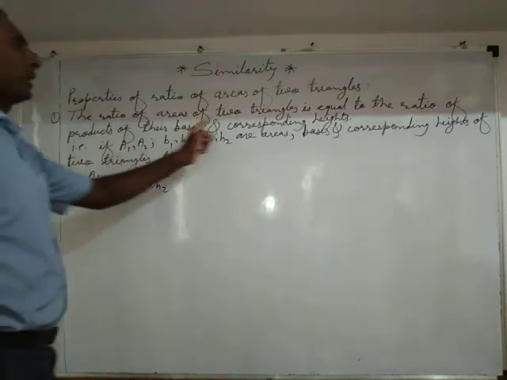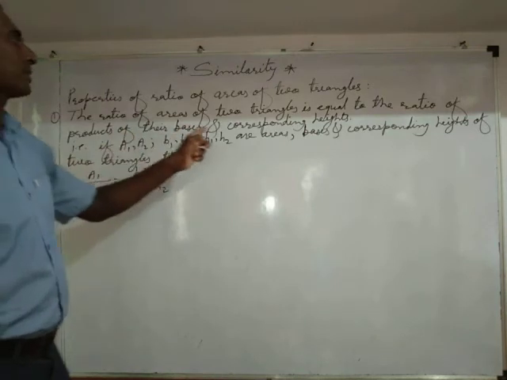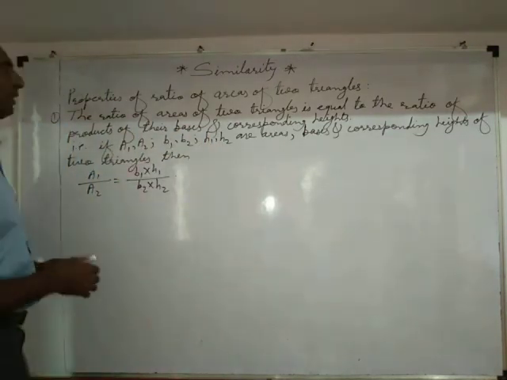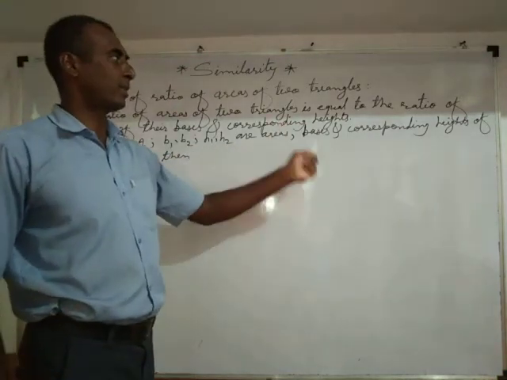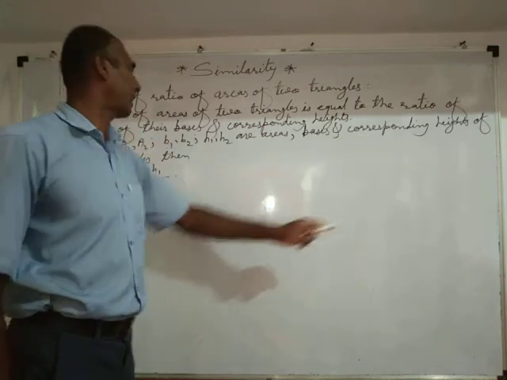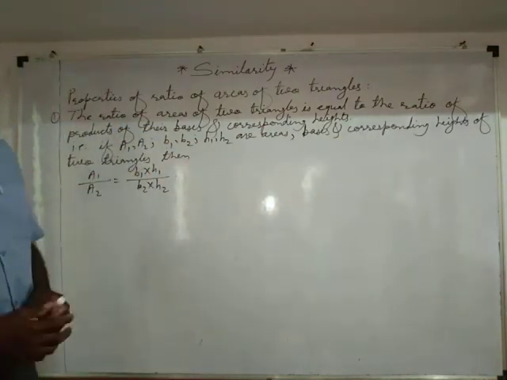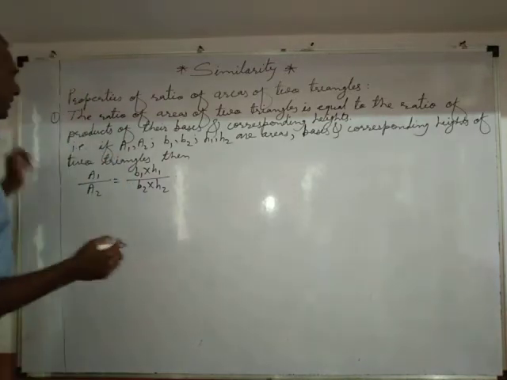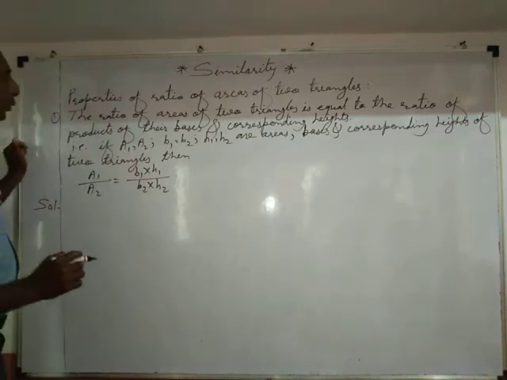The ratio of areas of two triangles is equal to the ratio of products of their bases and corresponding heights. That is, if A1, A2, B1, B2, H1, H2 are areas, bases and corresponding heights of two triangles, then A1 upon A2 equals B1 into H1 upon B2 into H2. Let's try to prove this.